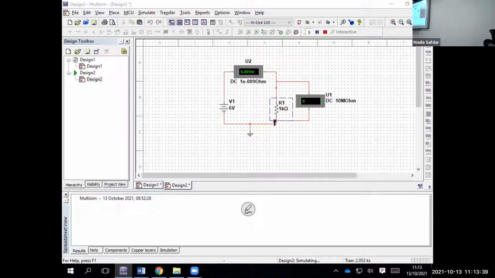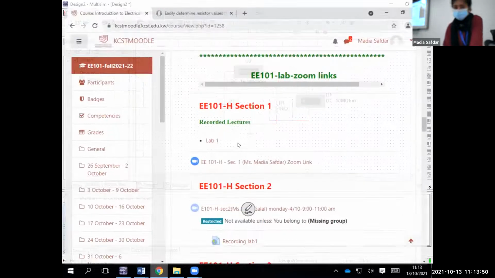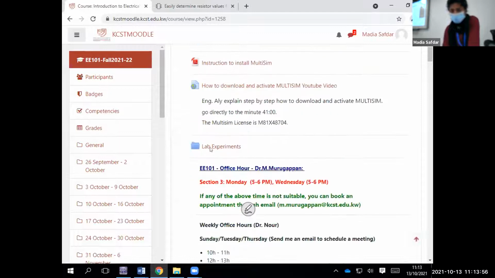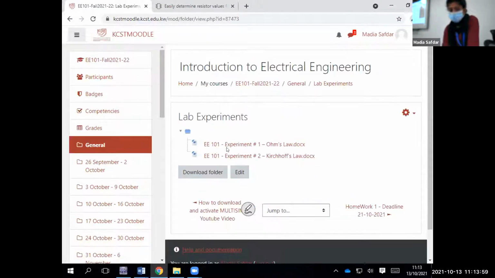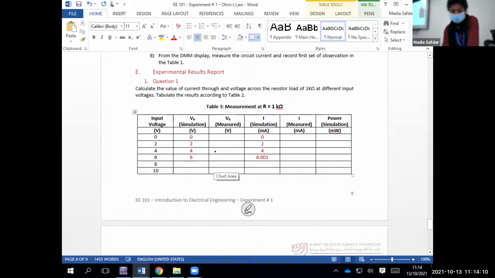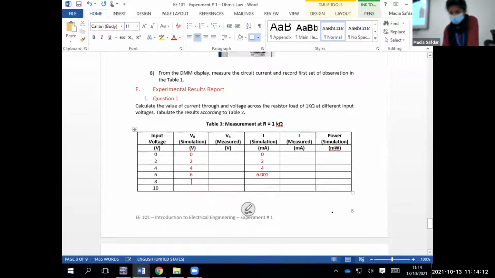All of you go to the Moodle and download the experiment number 1 file. Please see my screen. Go to the Moodle and then EE101. Go to Lab experiments. Open this and then download the first experiment. When you download it, this file will open. Go to page number 8.